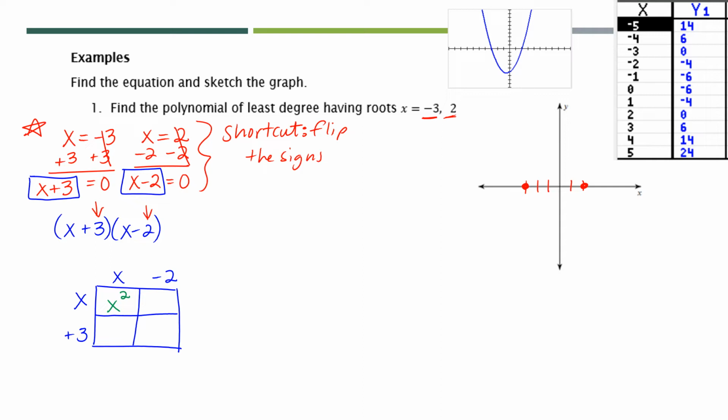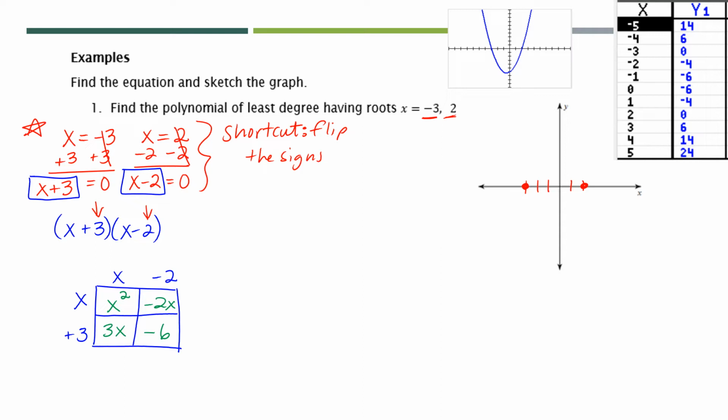For the box in the top right, I'm going to multiply x times negative 2 for negative 2x. The bottom left box is going to be positive 3x. And I'm not writing the plus. You can, but you don't have to. And then for my bottom right box, it's going to be 3 times negative 2 for a grand total of negative 6.